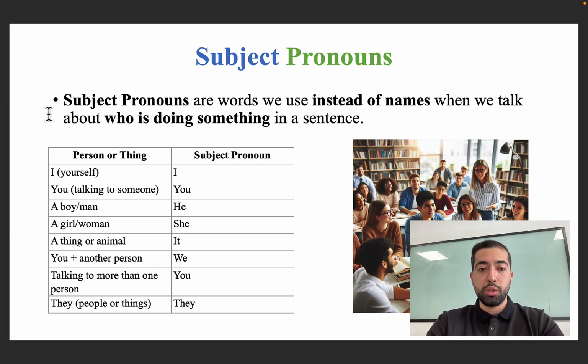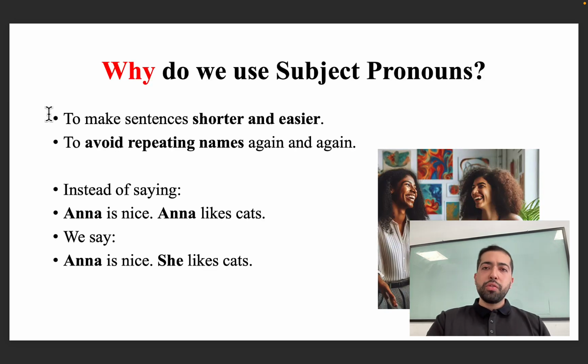As I told you before, when you're talking to more than one person in front of you, which are your audience, you can use you in a plural form. And when there are more than one person, you can use they, which is going to be both about people or things.